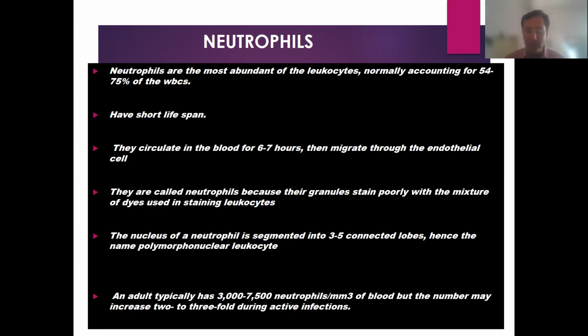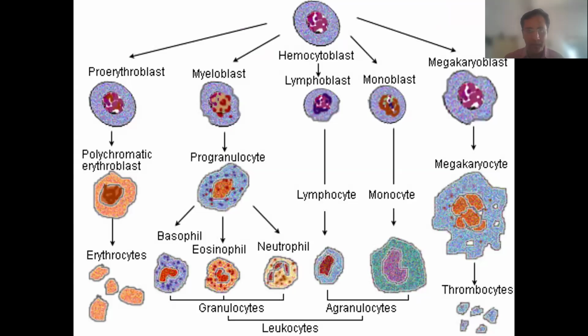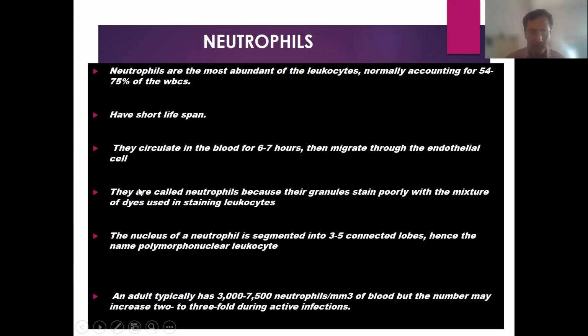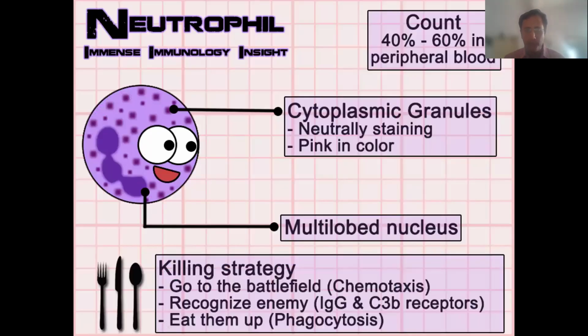They have about 3 to 5 connected lobes, hence they are called polymorphonuclear leukocytes. If you see, they are connected by 3 to 4 lobes, and they are pink in color. Their killing strategy: chemotaxis, recognize the enemies, and eat them.